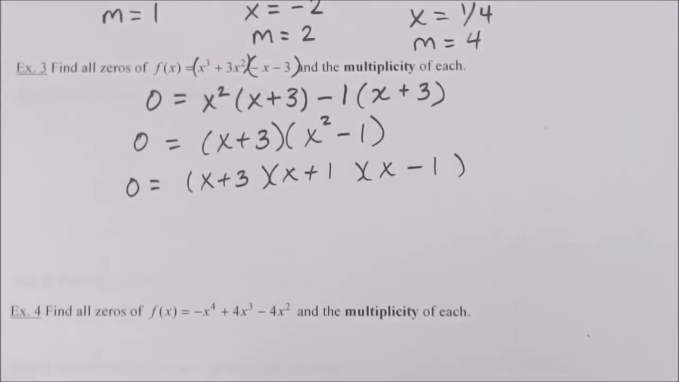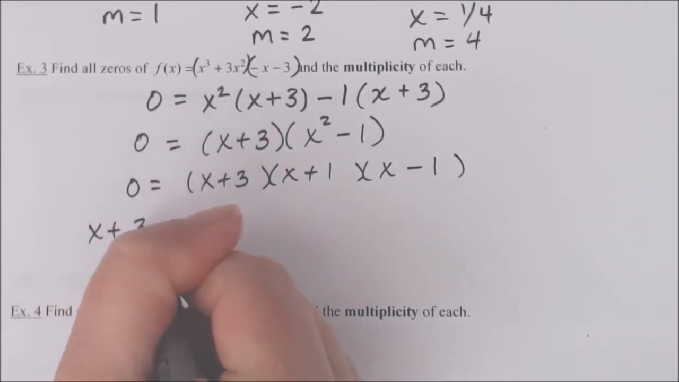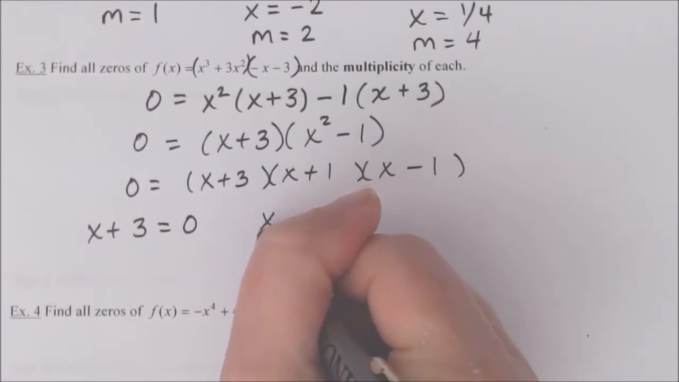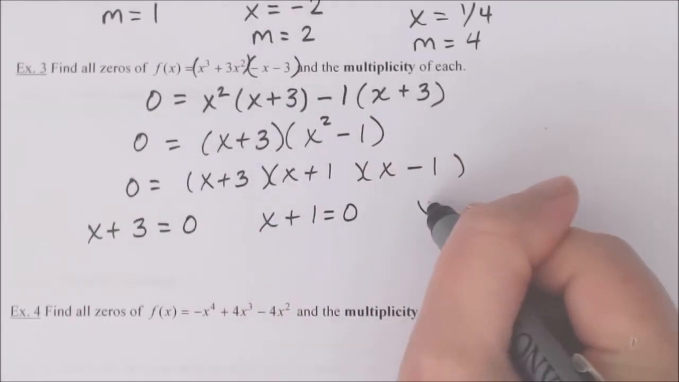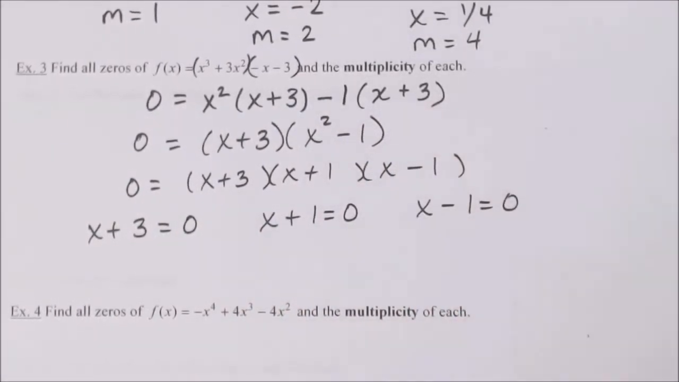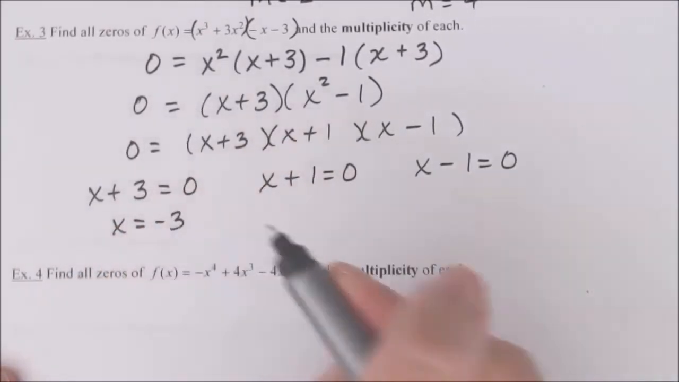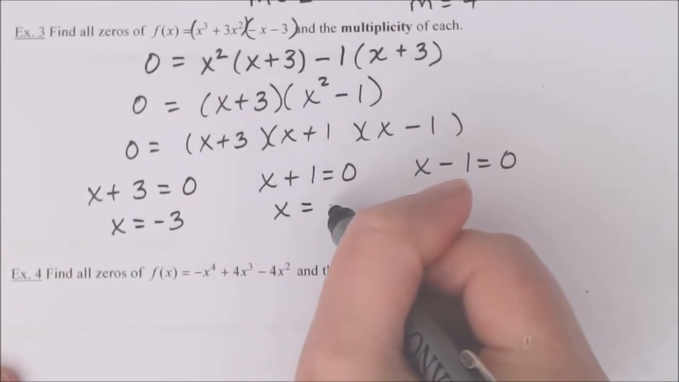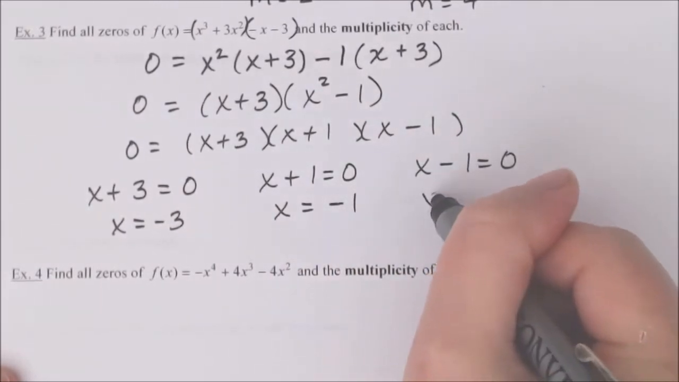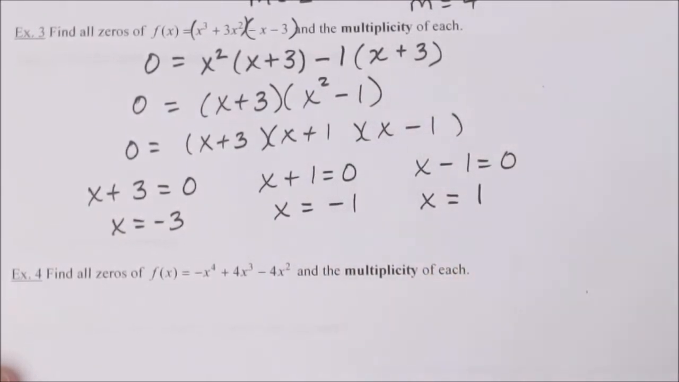Now the zero product property says to find the zeros, I'm going to set each of these factors equal to 0 on its own. So we get x plus 3 equal to 0, x plus 1 equal to 0, and x minus 1 equal to 0. So in the first expression, I get x equals -3. In the second expression, I get x equals -1. And in the third expression, I get x equals +1.